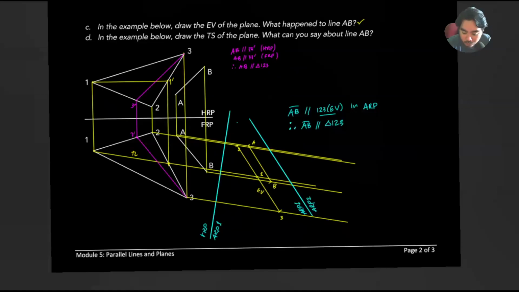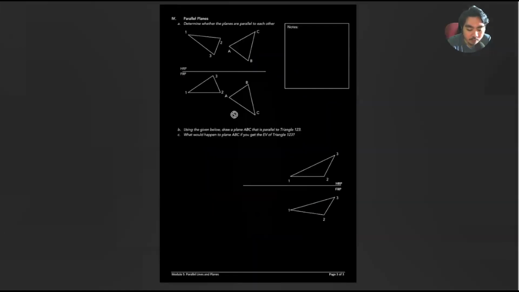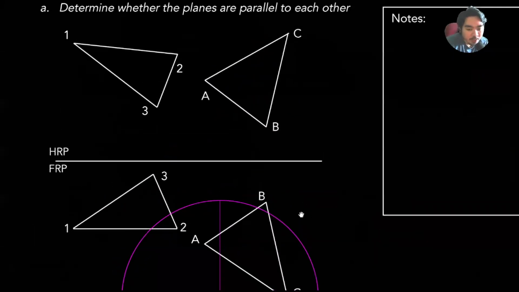Okay, transfer natin yung compass natin. So, dito sa parallel planes, to prove that two planes are parallel, we need to show that there are two pairs of lines that are parallel to each other that are contained in their respective planes. Okay, so what do I mean by that?